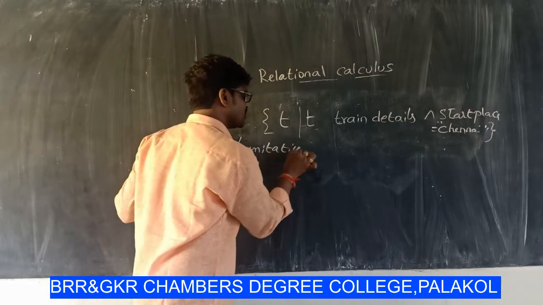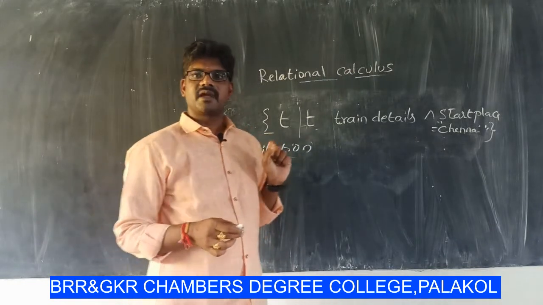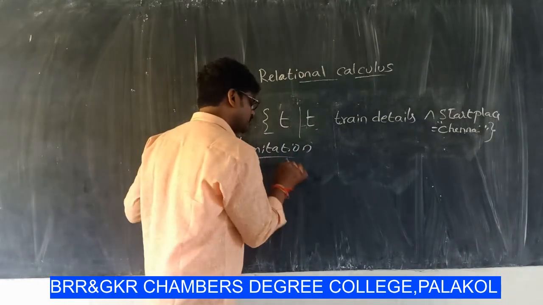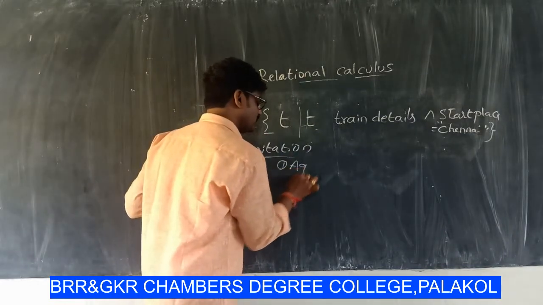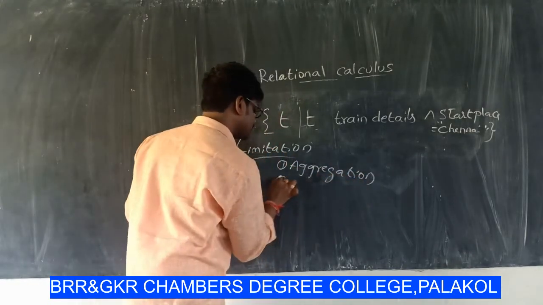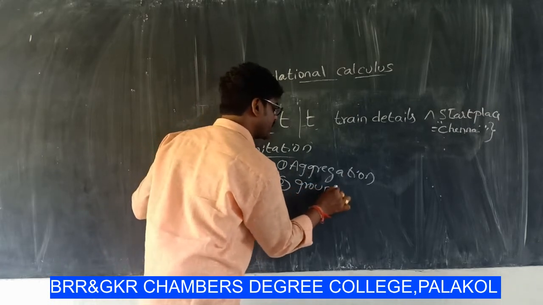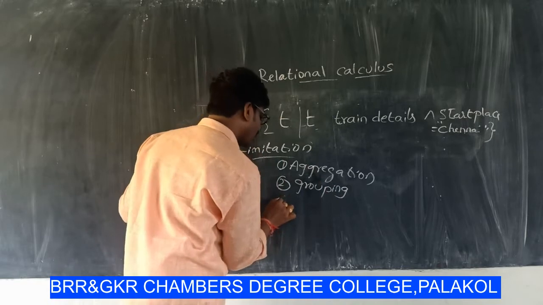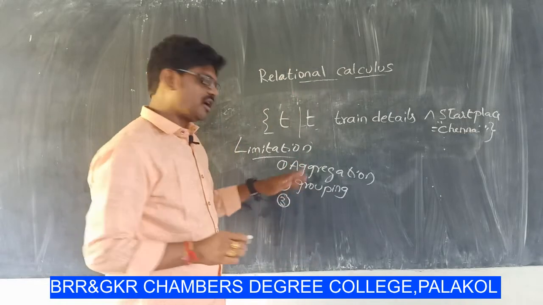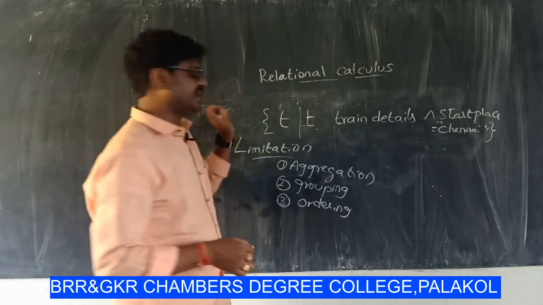What are the limitations of TRC? In TRC, we cannot use aggregation, grouping and ordering. Aggregations are not used in TRC. Grouping means the group by and having clauses are not used in TRC. Ordering means you cannot display results in any order, either ascending or descending.